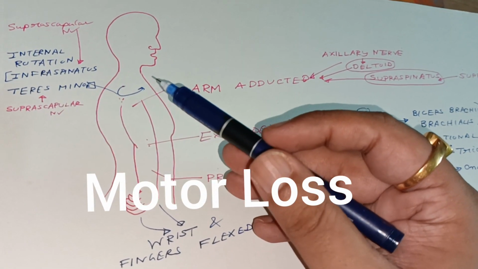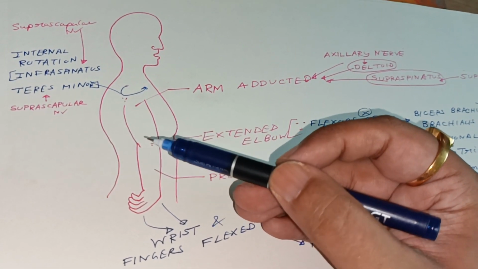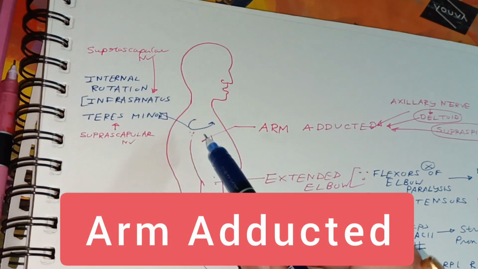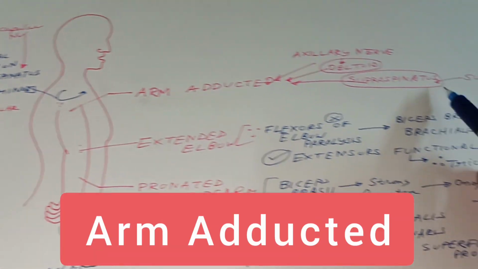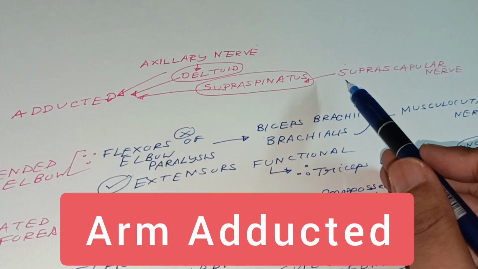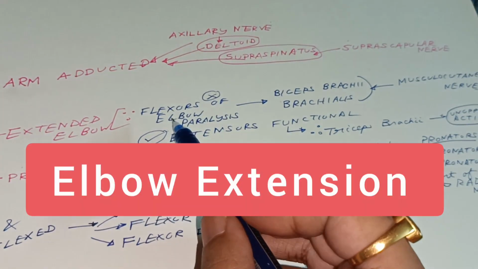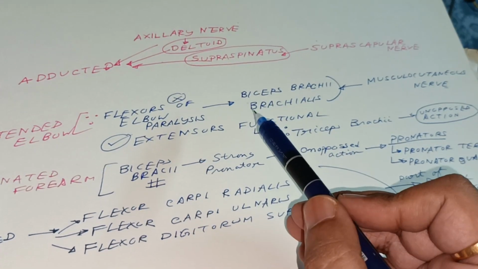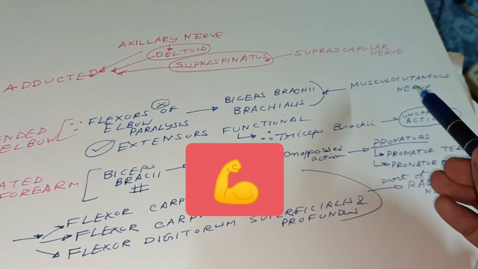That is, first appearance, if you see, the arm is hanging by the side of the trunk, which means the arm is adducted. The abductors at the shoulder joint are the deltoid and the supraspinatus. The deltoid is supplied by the axillary nerve, and the supraspinatus is supplied by the suprascapular nerve. The elbow is extended. What are the flexors at the elbow joint? They are the biceps brachii and the brachialis. Both of them are supplied by the musculocutaneous nerve.